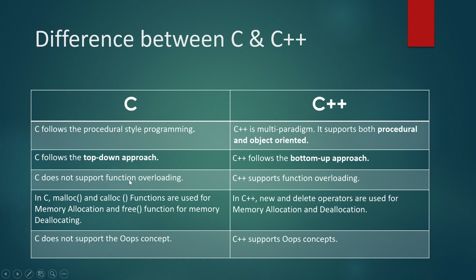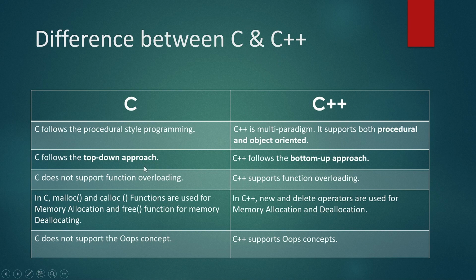So C does not support function overloading while C++ supports function overloading. C does not support means we cannot name two functions with the same name, like function AB. We cannot create two functions with the same name. However, we can create them in C++, but we have to change the parameters.